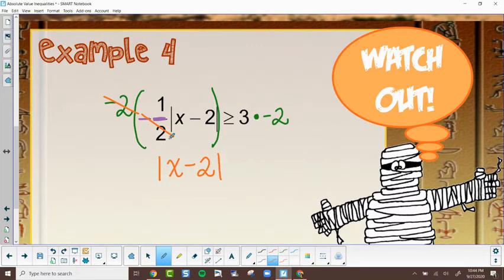Ooh, I multiplied by a negative number. Got to flip that inequality when we do that.